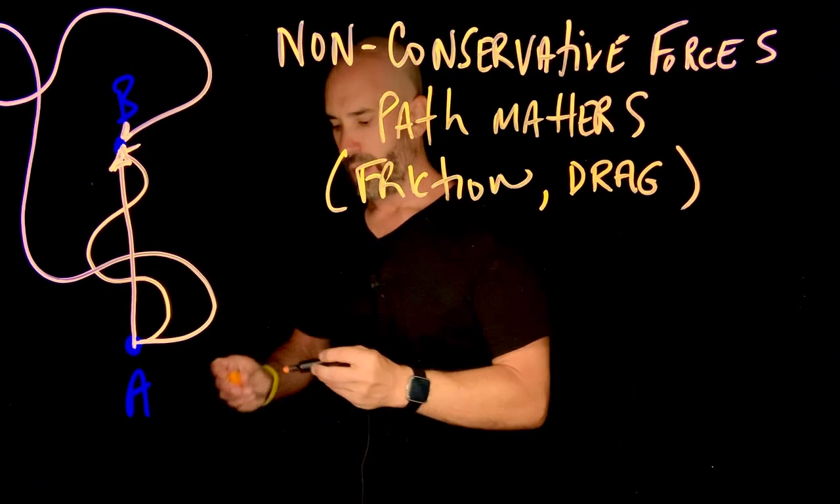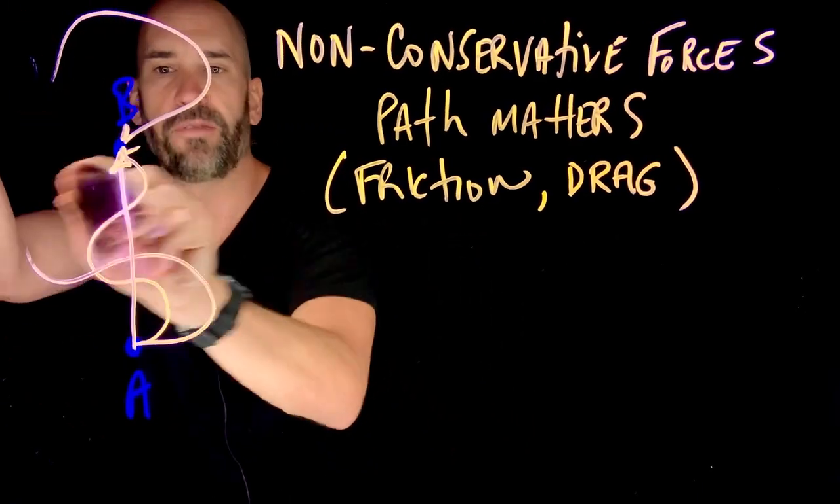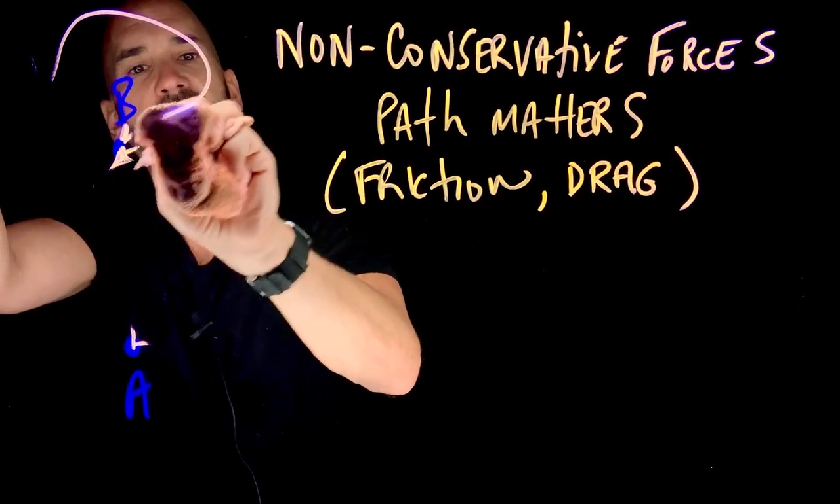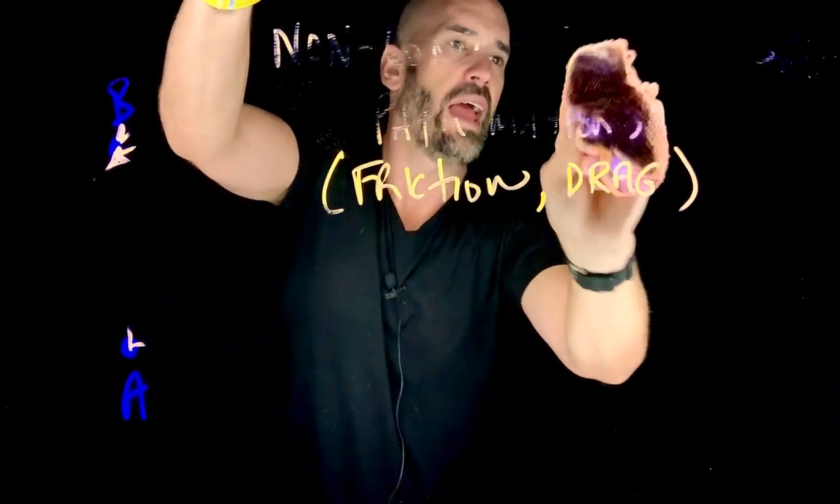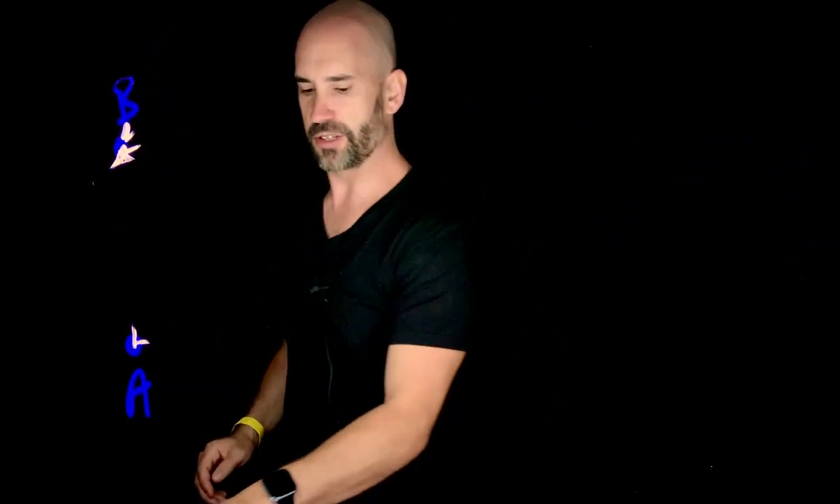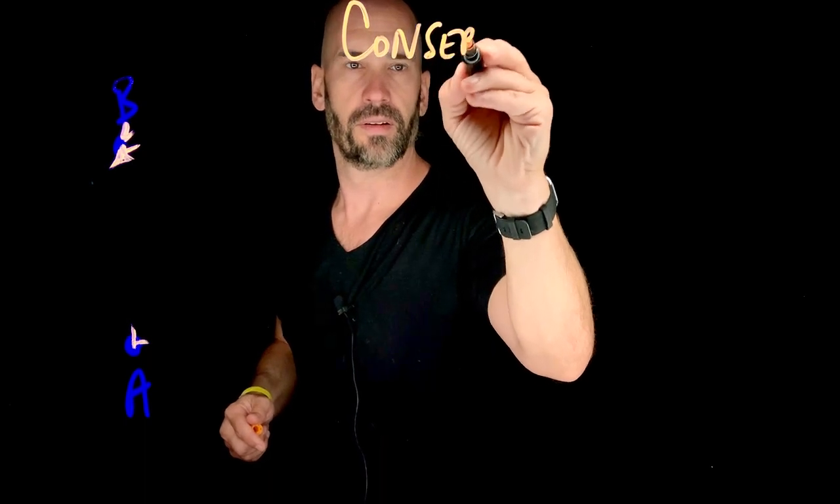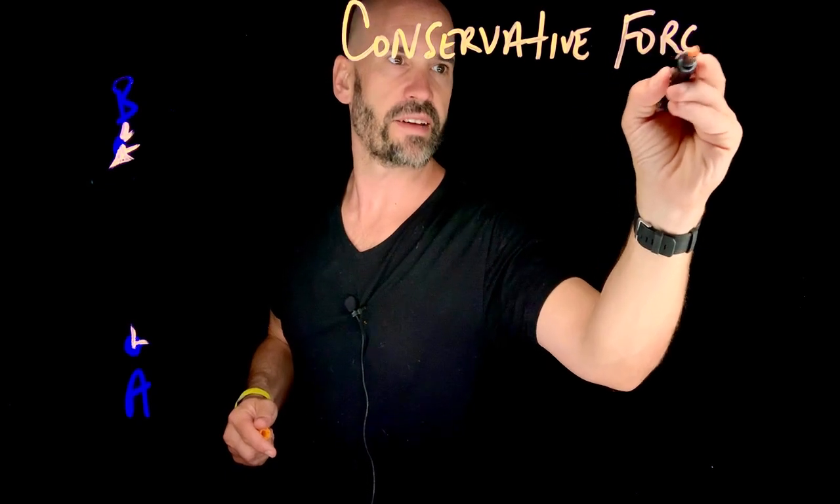All right? But let's look at another type of force. Okay? And that force, as you can imagine, is called a conservative force. And these are neater. These guys, their bookkeeping is a little bit nicer, and they're easier to work with, although we can still work with friction and drag, which we'll see later. But these guys are nice. These guys are called the conservative forces. Okay? So we say conservative forces. And these guys are path independent.